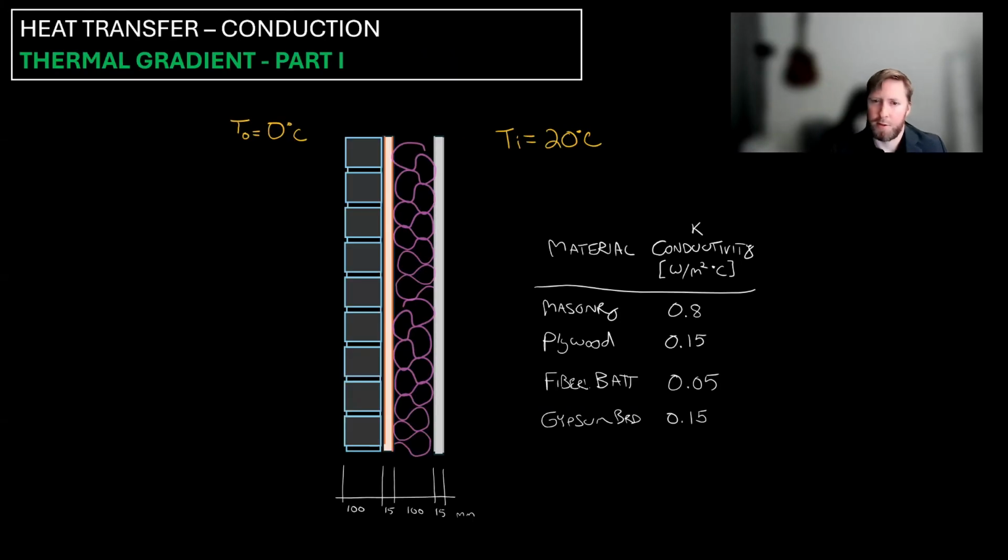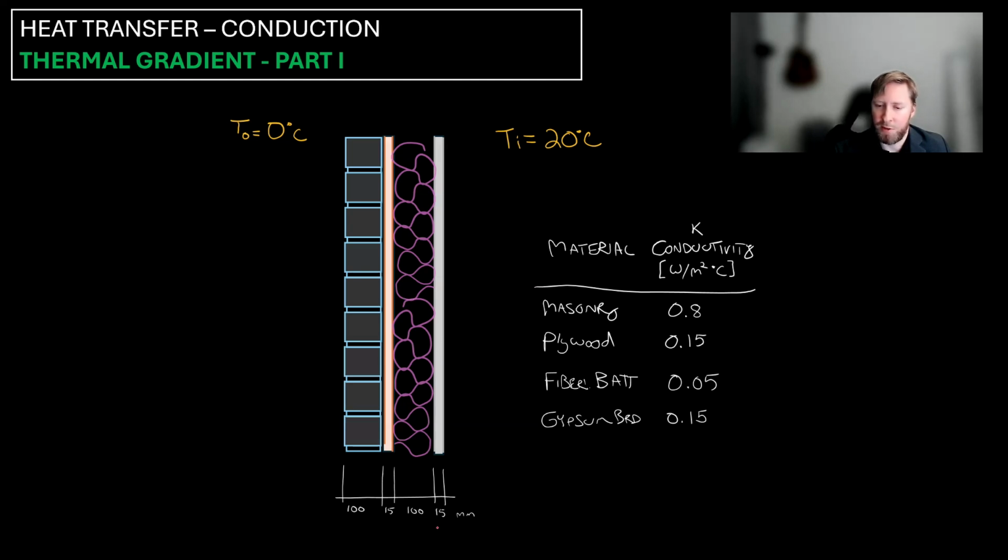We're going to take a look at something called conducting the thermal gradient. So what you see in front of you here is a wall system. It's a little schematic that shows masonry, a layer of plywood for sheathing, and a layer of fiberglass batt insulation. And finally, on the interior side, there is a layer of gypsum board.